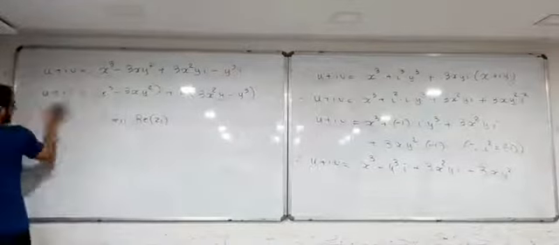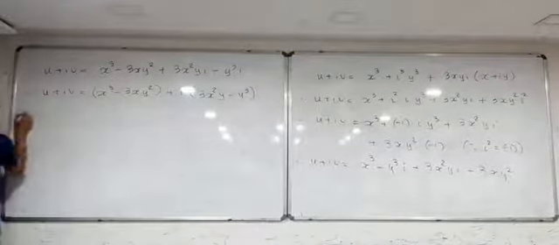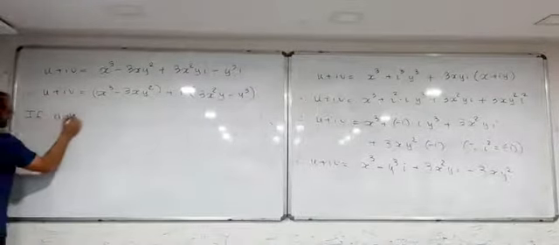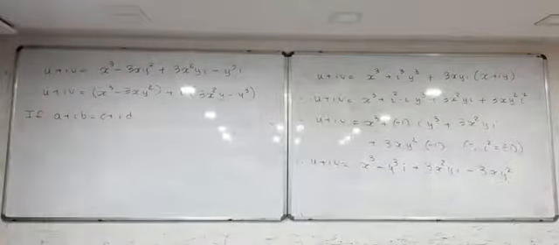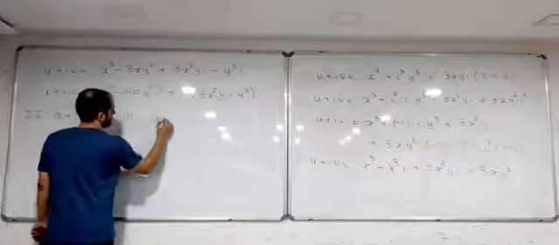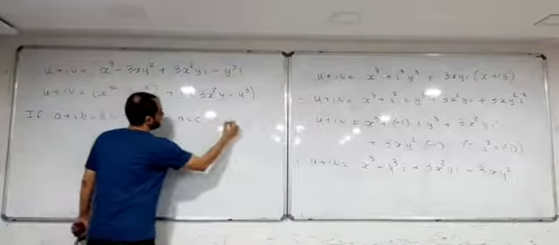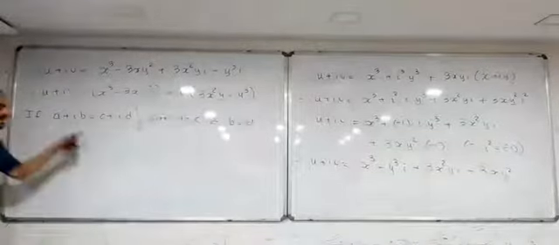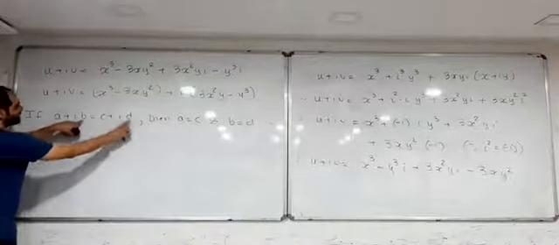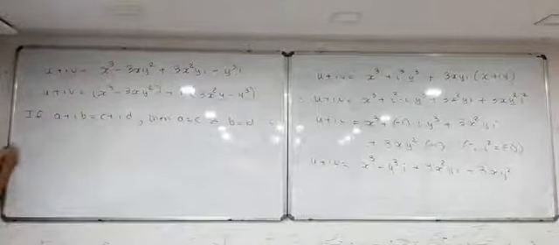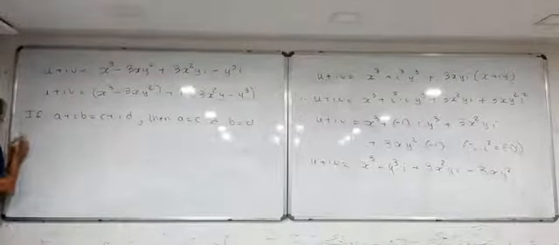Rather than writing this, I will write a plus ib is equal to c plus id. If two complex numbers are equal, then a is equal to c and b is equal to d. An easy way to understand: if a plus ib is equal to c plus id, the real parts a and c will be equal, and the imaginary parts b and d will be equal. So from equality of complex numbers, what do we get here directly?